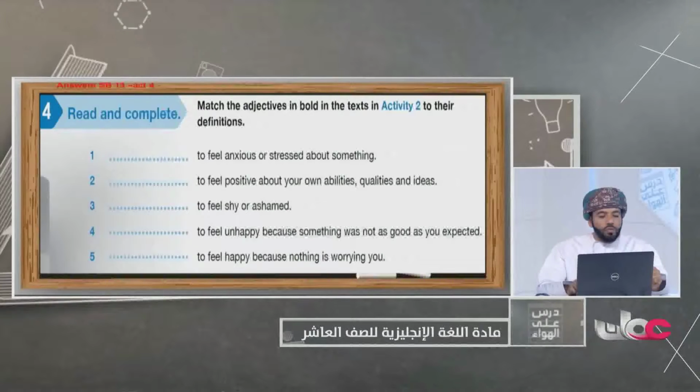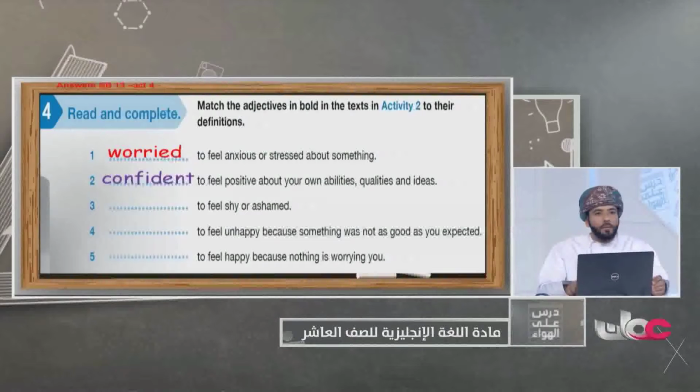So the first one, when you feel anxious or stressed about something, it means that you are worried. So when you are worried, it means that you feel anxious and stressed about something. Then the second one, confident, when you feel positive about your own abilities, qualities, and ideas. So when you are confident, it means that you feel positive about everything that you do. Okay. Then number 3, embarrassed, when you feel shy and ashamed.